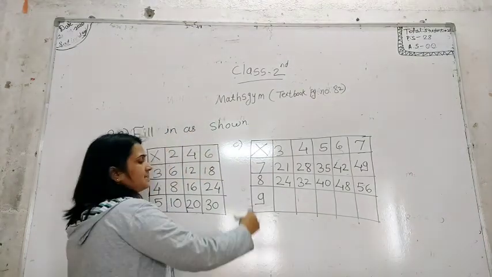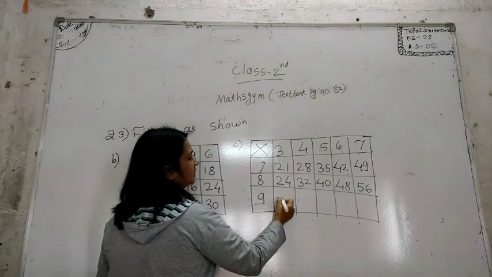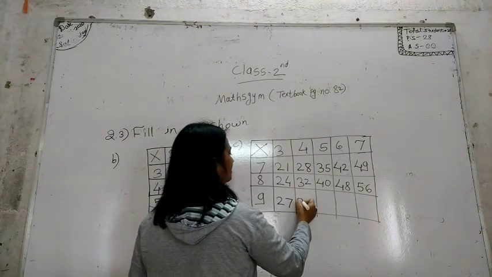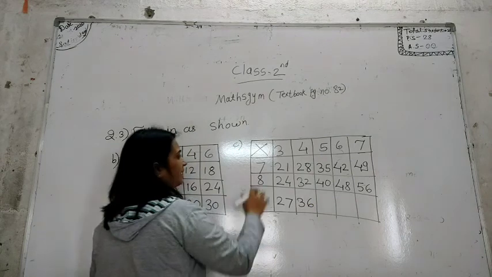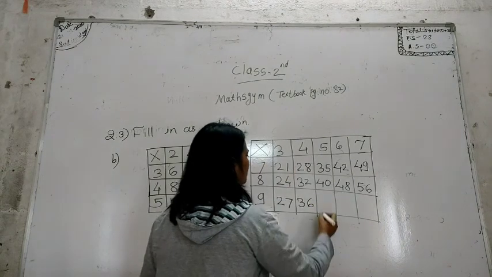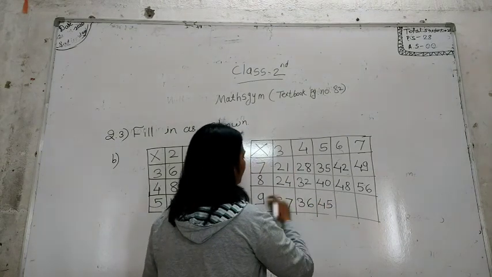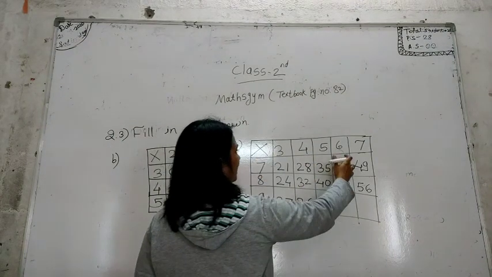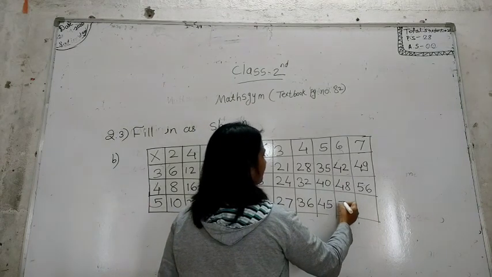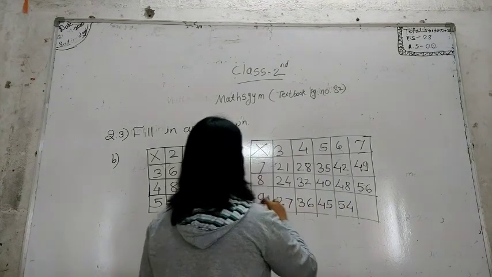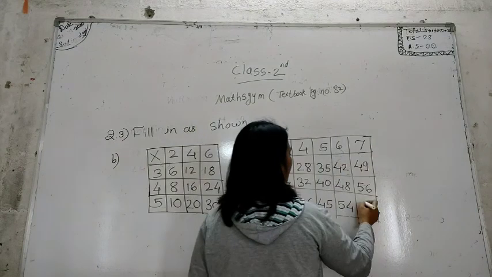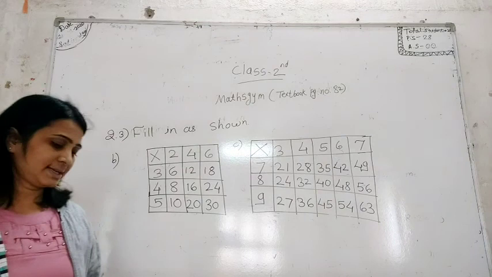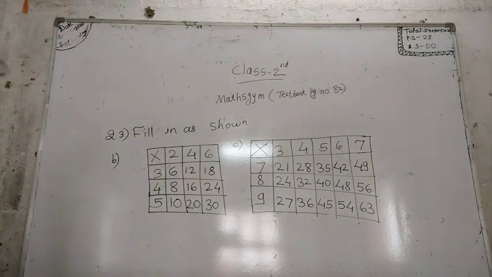Then the next step is 9 multiplied by 3, that is 27. Then 9 multiplied by 4, 36. Then 9 multiplied by 5, 45. 9 5s are 45. Then 9 multiplied by 6, 54. Then 9 multiplied by 7, 63. So here we have to complete the exercise on page number 82.